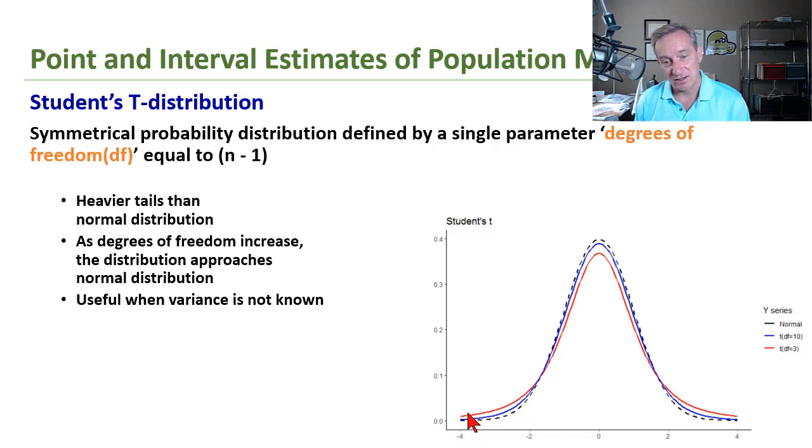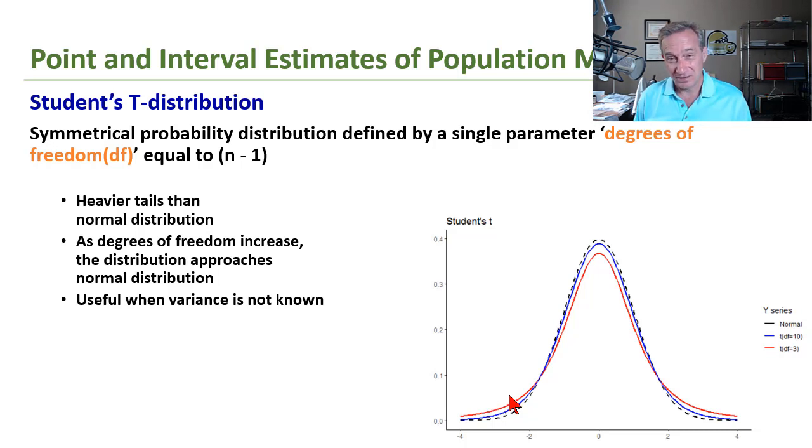And you can see that here, because the red is above the black normal as we get on the tail. And then the blue is degrees of freedom of 10. It's hard to see, but it's also above the dashed black line. The blue has slightly heavier tails than the normal. And so that I would say is the key feature: the student's T has slightly heavier tails.